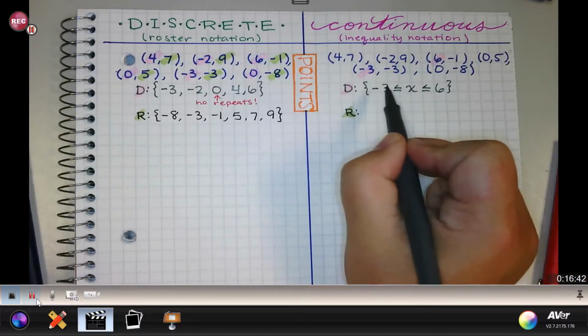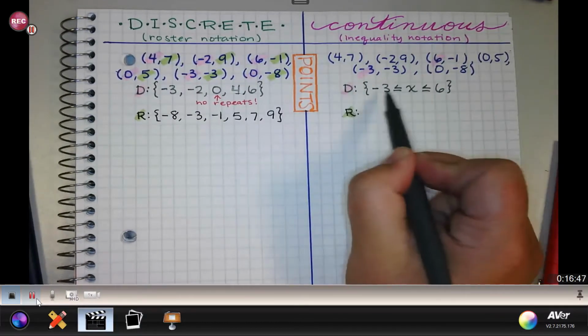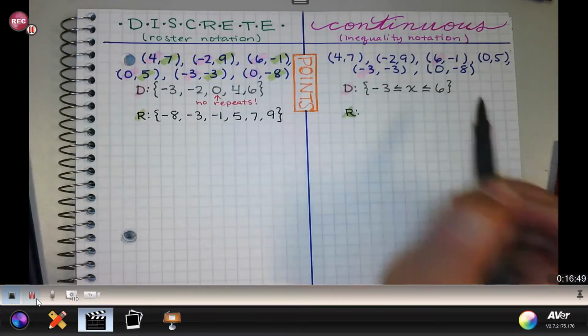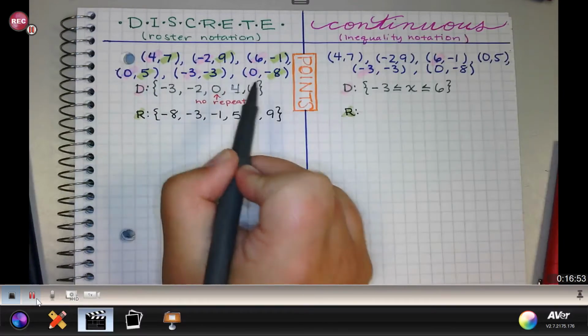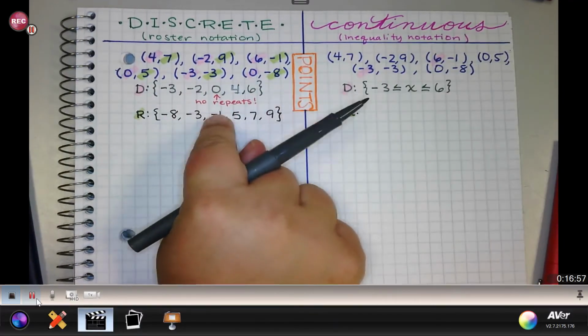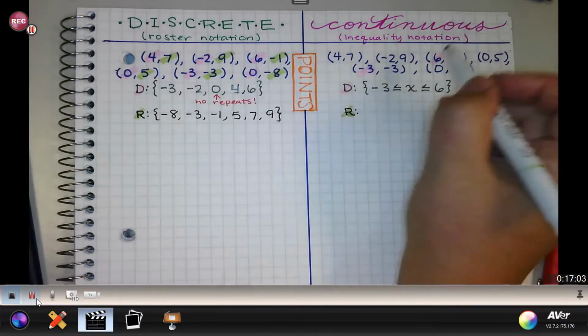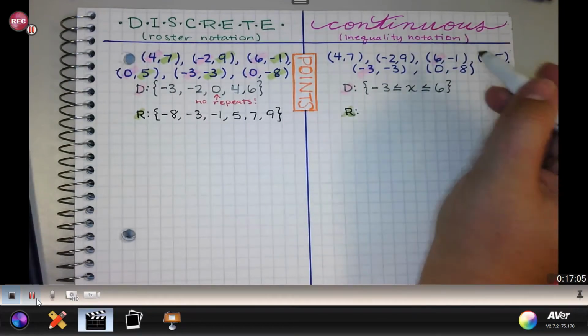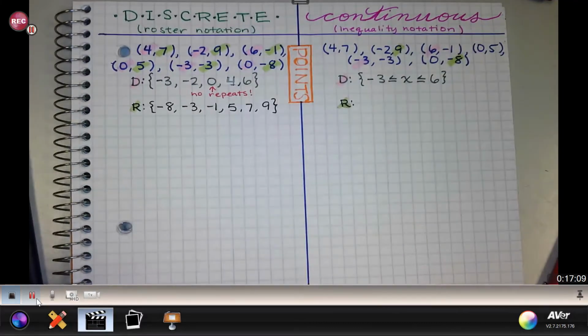So what this tells us is whatever these numbers represented, all the x values are going to be between -3 and 6. Okay, whereas here it's only these specific numbers. This one gives you like a range, this one gives you set specific values. And we do the same thing for range. We want to find the very lowest number, which is -8, and the highest number, which is 9.